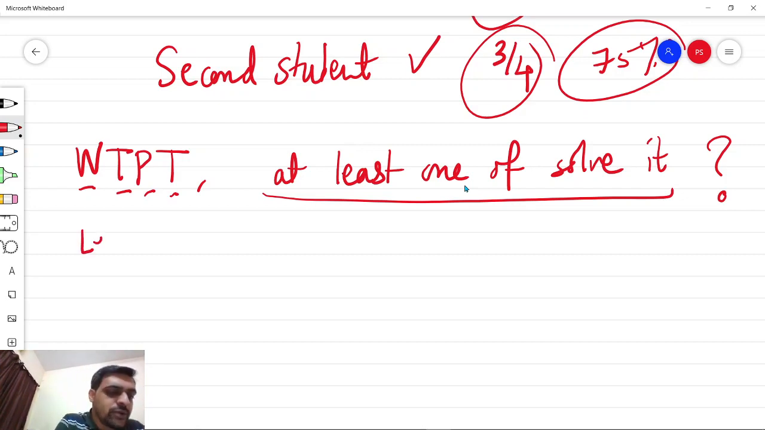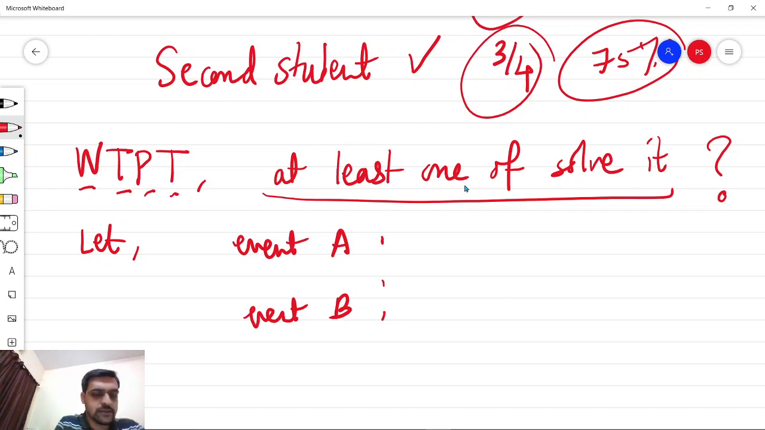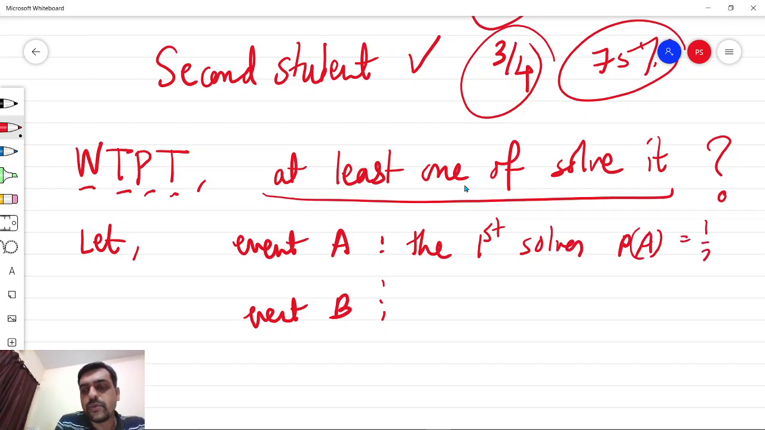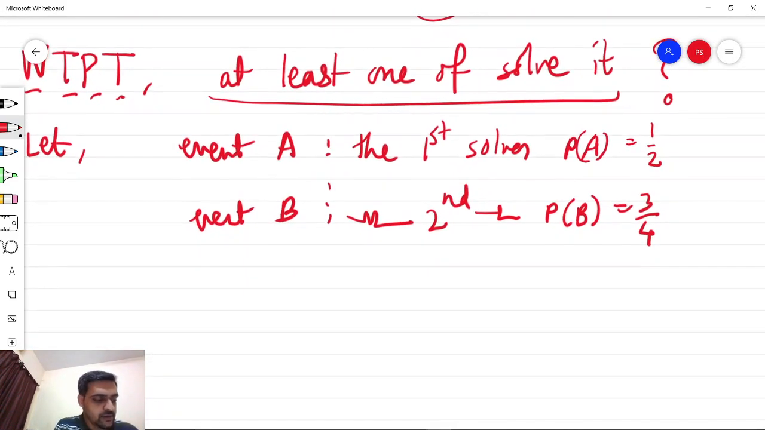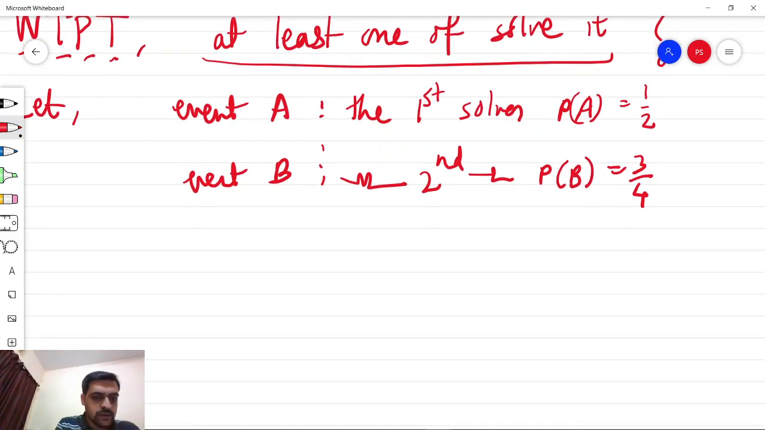So let us define two events, event A and B, as plain. So event A is the probability that the first student solves. So P of A would be 1 by 2, and this is the probability that the second student solves. So P of B will be 3 by 4. Now let us try to find out P of AB.